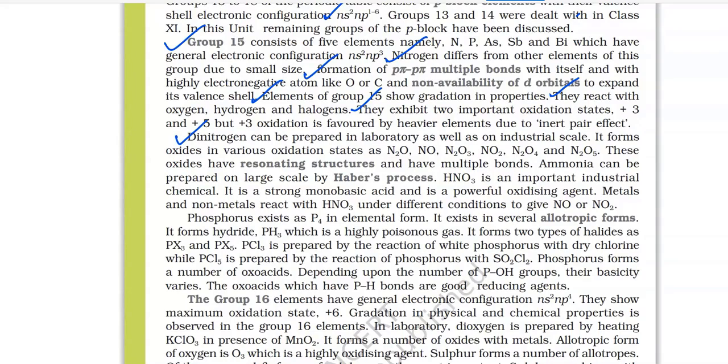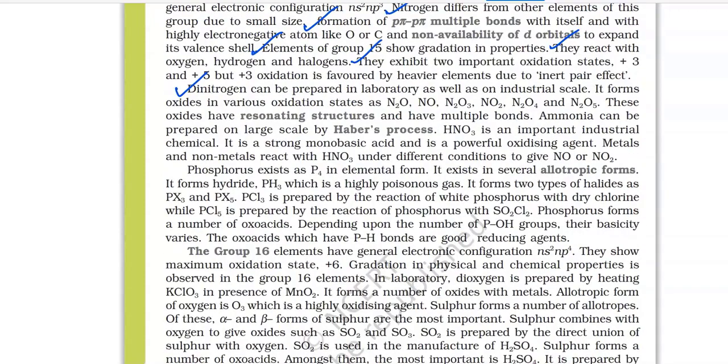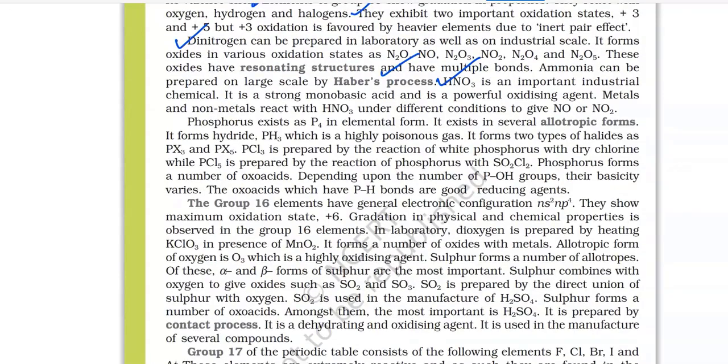It forms oxides in various oxidation states as N2O, NO, N2O3, NO2, N2O4 and N2O5. These oxides have resonating structures and have multiple bonds. Ammonia can be prepared on large scale by Haber's process. HNO3 is an important industrial chemical. It is a strong monobasic acid and is a powerful oxidizing agent. Metals and non-metals react with HNO3 under different conditions to give NO or NO2.